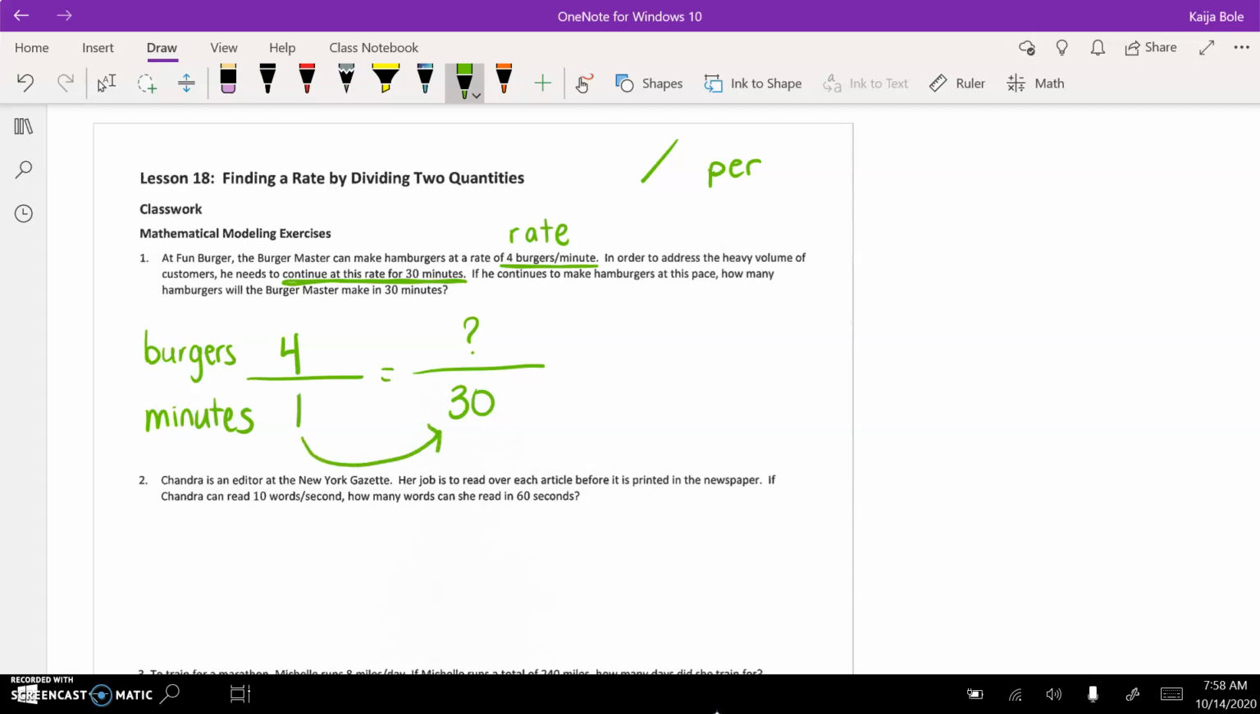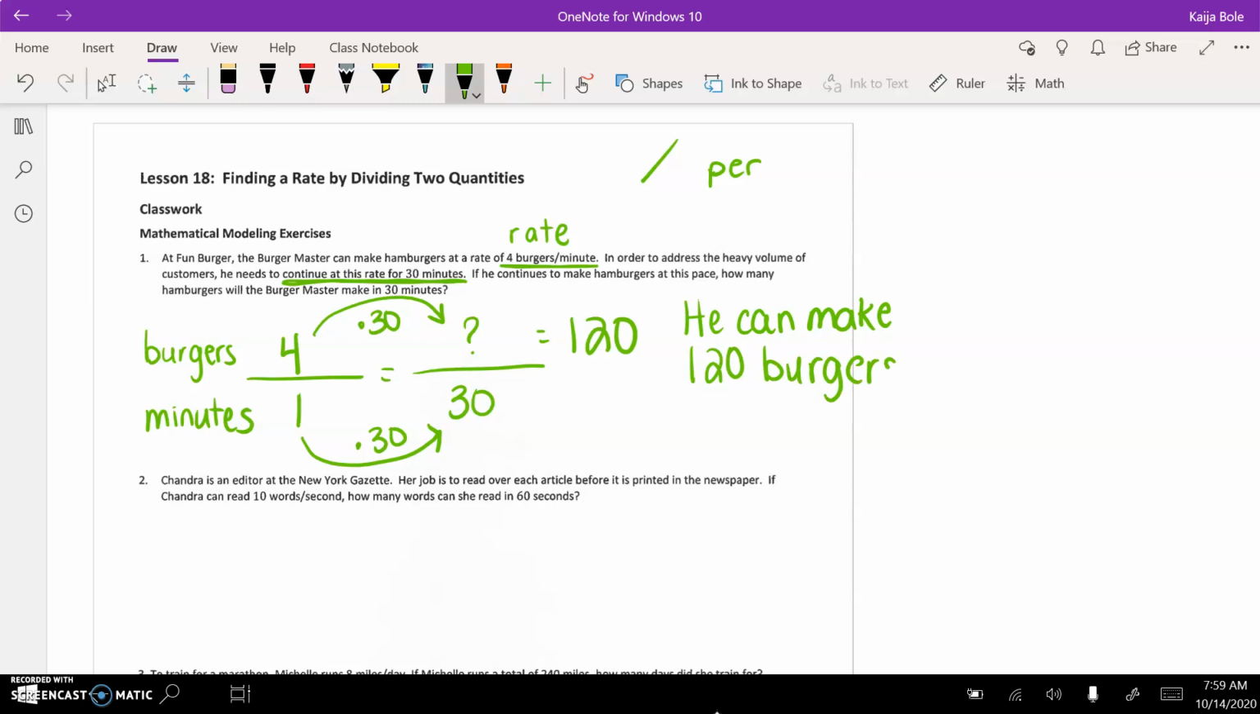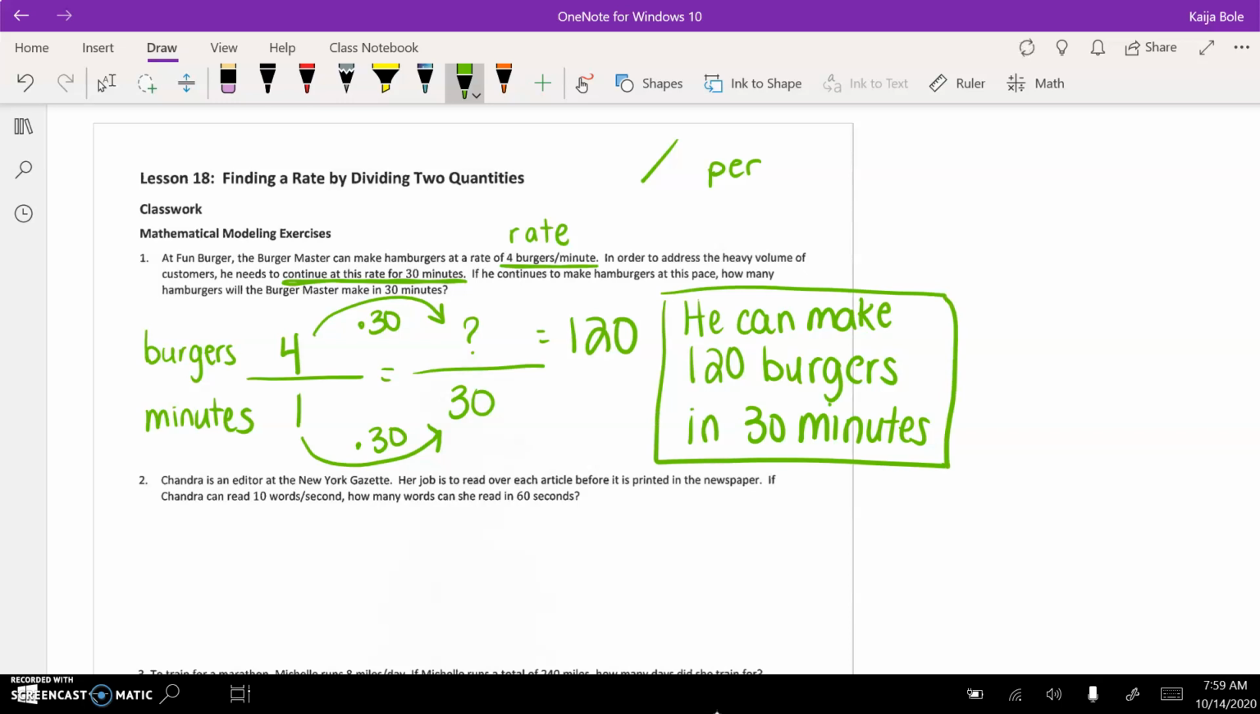So we're going to figure out how do we get from 1 to 30. We're multiplying by 30. So 4 times 30 would give us 120. And then we would answer the question in a sentence. He can make 120 burgers in 30 minutes. And that's our answer. So kind of different than what we've done the last 2 days. The last 2 days we've really been focusing on finding the unit rate, and this one we're using the unit rate to answer a question.